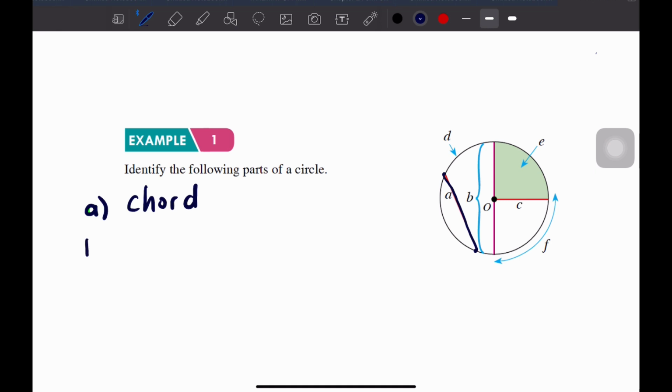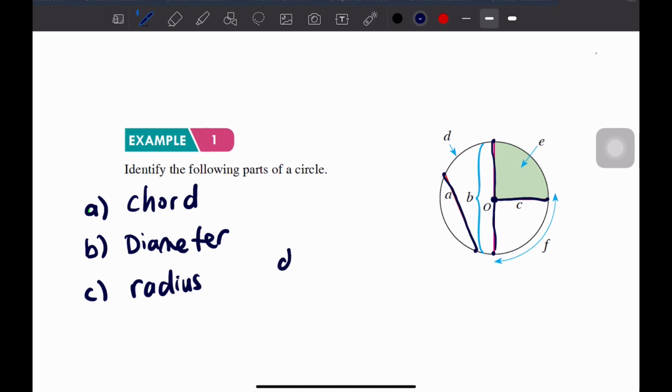Next B. You have 2 points on the circumference and it is connected by a line that goes through the center. So B is what we call diameter. Next C, C is a straight line from the center to the circumference. So we know that it is a radius. A, B, C. Next is D.